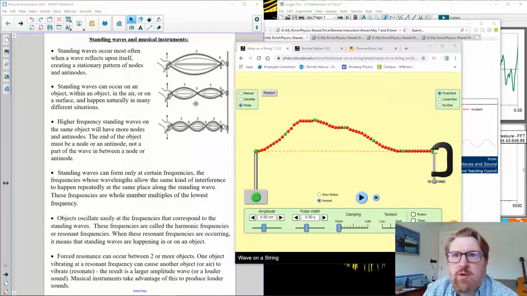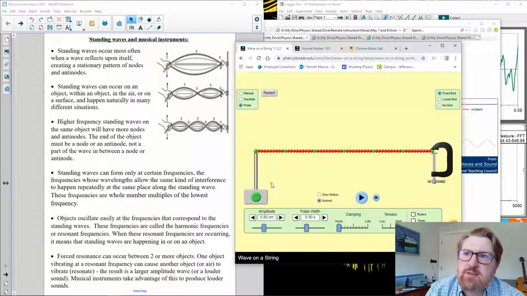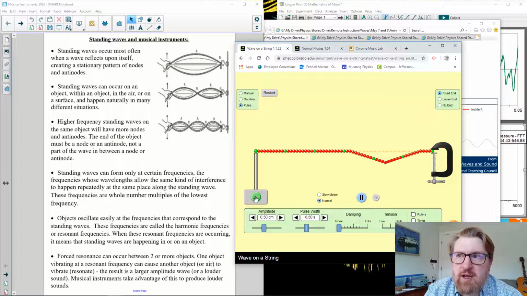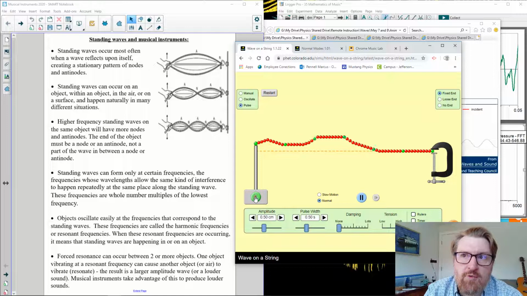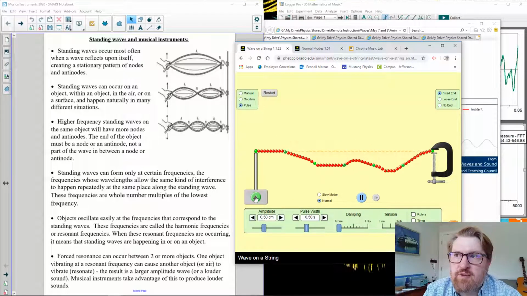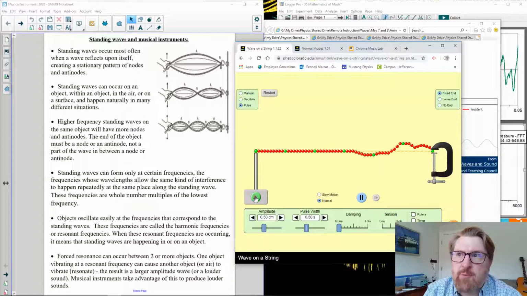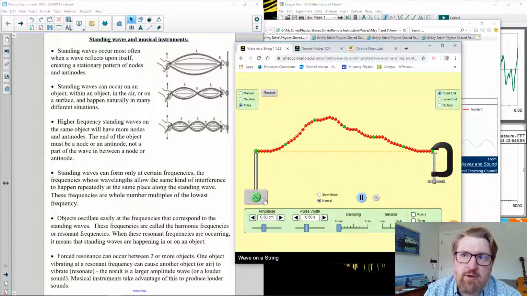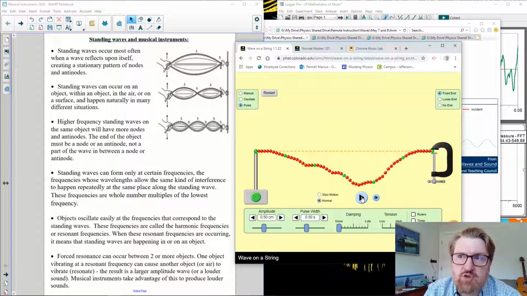Where these ends are labeled, those are the nodes. Nodes are places where waves cancel out. You'll remember that we talked about wave interference last time. Wave interference happens if we make a pulse and we make another pulse at the same time so that they overlap, crest over crest and trough over trough. Every time we do that, the waves add up and make a bigger amplitude and a bigger amplitude. That's constructive interference.